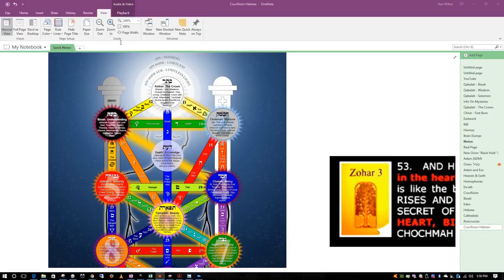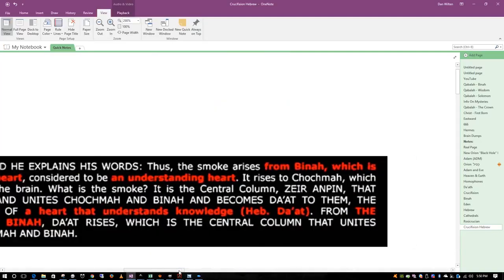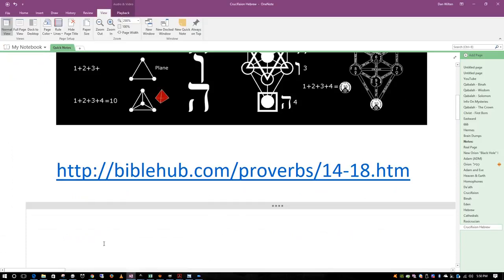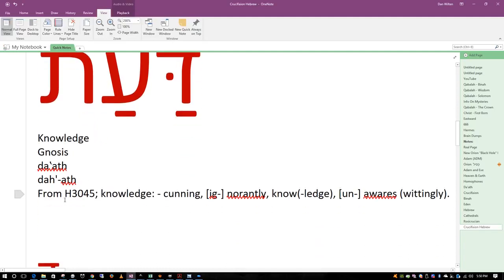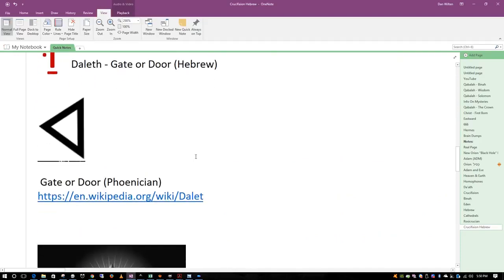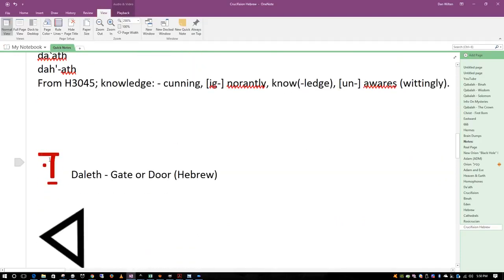Let's take a look at Da'ath itself and the letters, which are Daleth, Ayin, and Tav, and let's take a look at their meanings real quick. So here it is. We have Daleth, we have Ayin, and we have Tav, from the Hebrew Strong's Concordance. If we take a look at the first letter, Daleth, this actually has the meaning of gate or door in Hebrew. If we take a look at the Phoenician letter for that, it is a triangle.